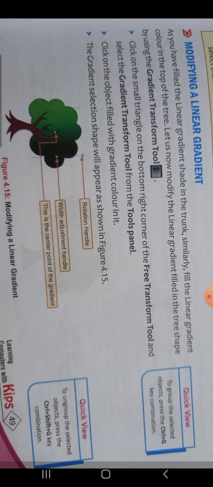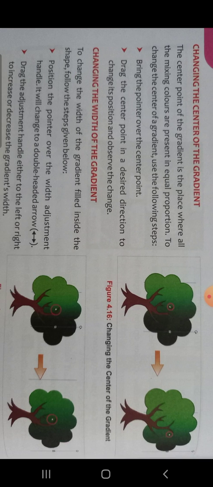To do so, just follow the steps. And next, changing the center of the gradient. In figure 4.16, just compare these two. We can change the center of the gradient. Here, the center of the gradient means the portion that is the combination of both lighter and darker parts. That is, on one side it is the lighter part and on the other side it is the darker part. So we can change this center also.